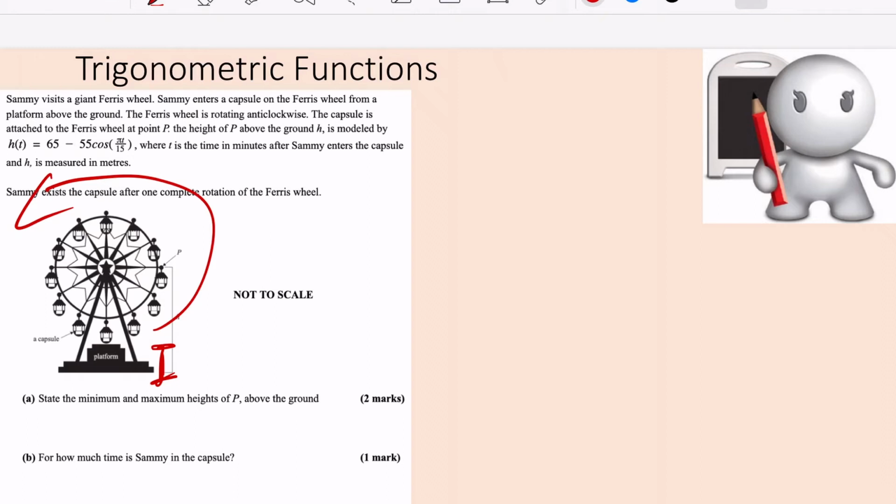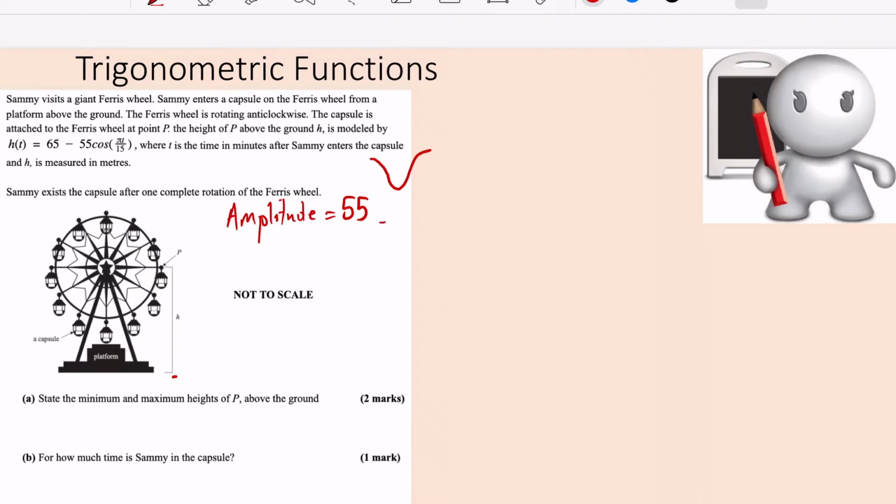Okay, in this particular formula, the amplitude is 55. Some of you might say the amplitude is negative 55, but either way, a cosine graph looks like that. What we're doing is going to look like this, because the capsule is starting at the bottom, then going up in height to its maximum height, which is over here, and then going back down.